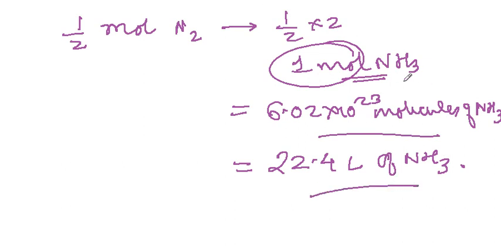So whatever is relevant to the questions: if they are asking us to find the mole, then we can leave it here. If they are asking us to find the number of molecules, we can put these values over here. In case they want us to get the value of ammonia in terms of the volume, then we're going to put this value. Whichever is relevant according to the questions, we'll put the values. I hope it's clear with everyone.